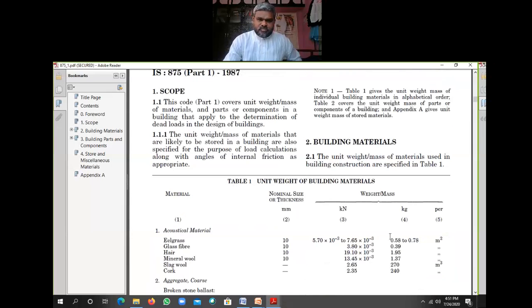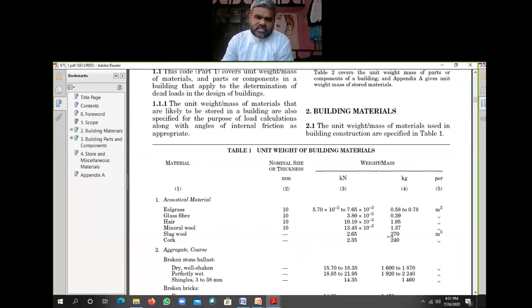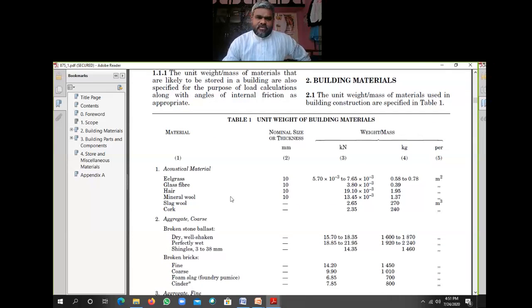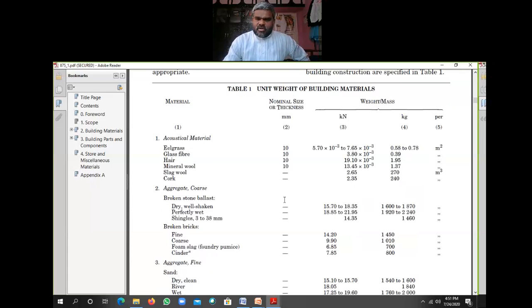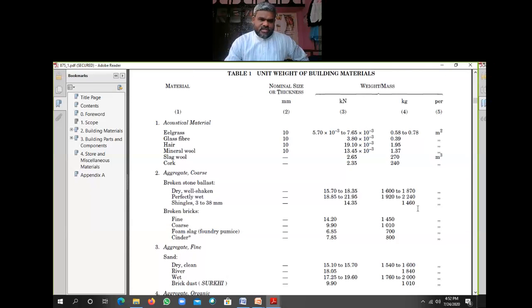See, this code covers the unit weight of materials, like acoustic materials, glass fiber, hair, and cork. If you see coarse aggregate, broken stone ballast, the unit weight is given in kg per meter cube and kN per meter cube, here 15 to 18, right? Similarly, 600 to 1870 kg.